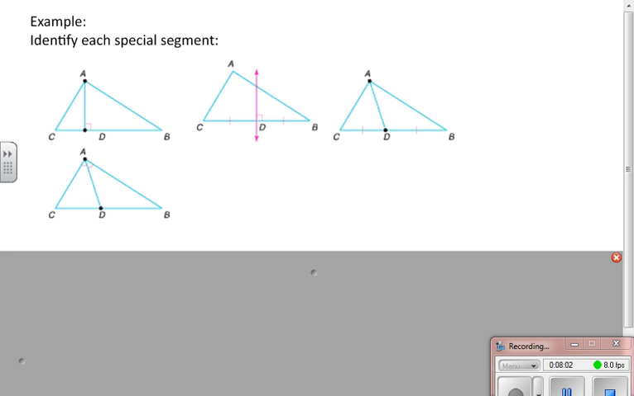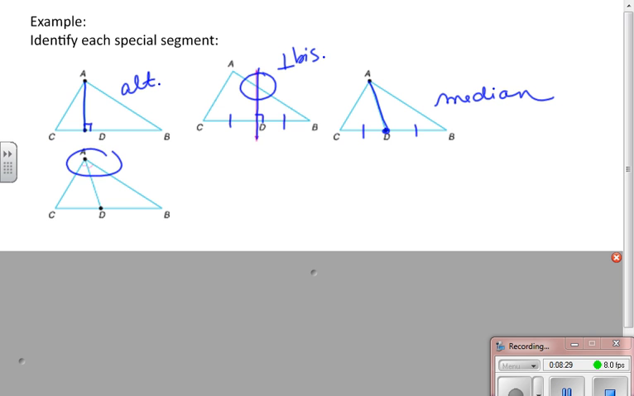So let's quick do a review in this video. So in this case, I only know perpendicular. That means this is an altitude. In this case, I know perpendicular and bisected. It's not at a vertex. This is a perpendicular bisector. Here, my given information is that the segments are equal, and so that this is a median.